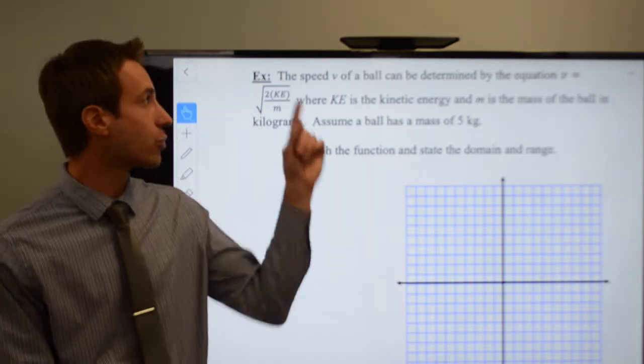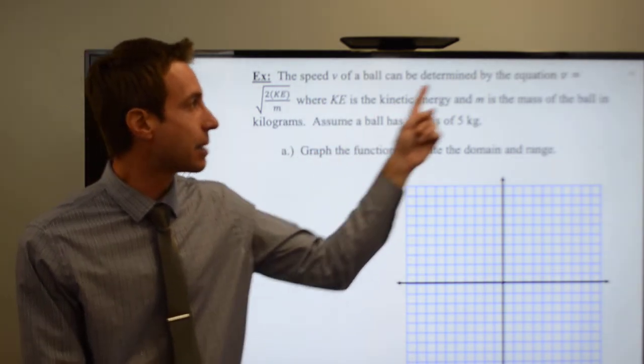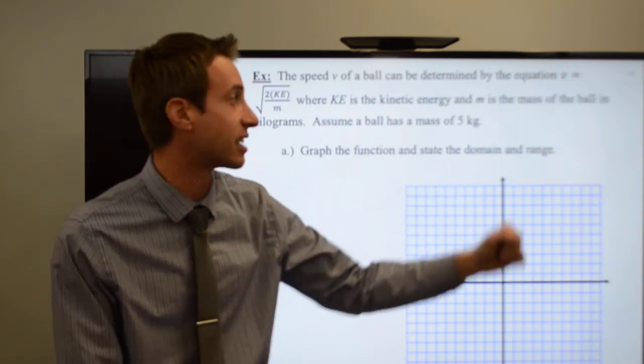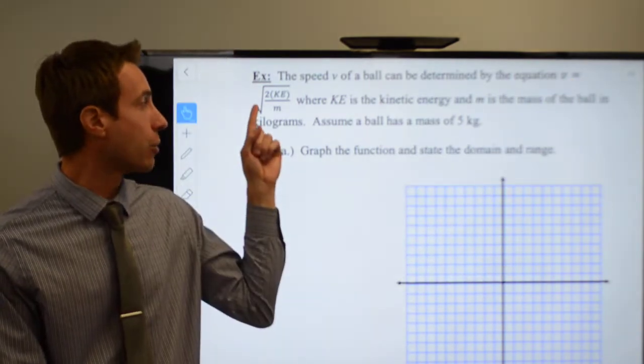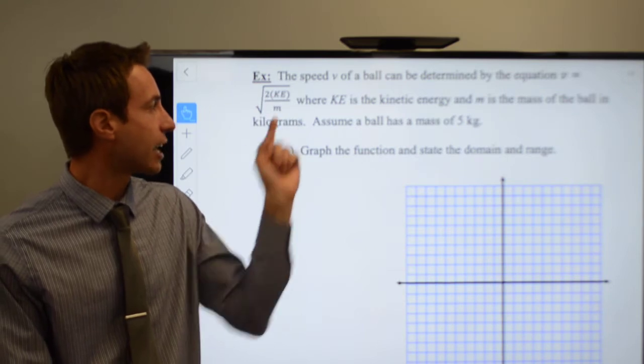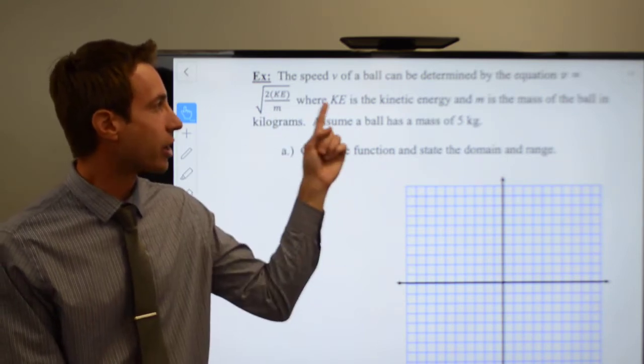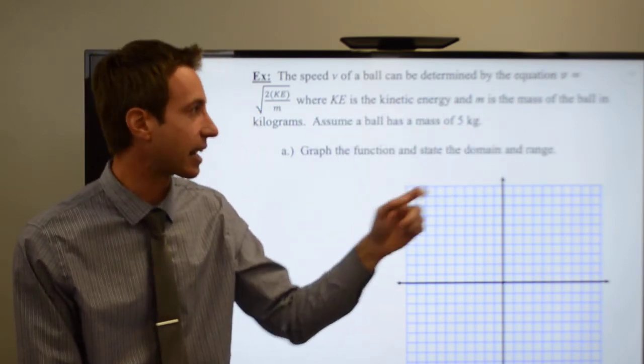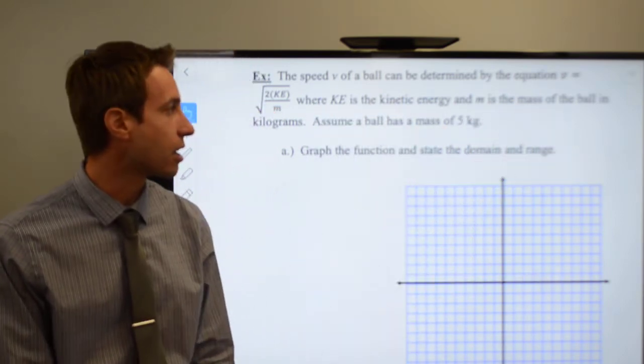Now what this tells us, right, the speed v of a ball can be determined by the equation v, velocity, how fast is it going, is equal to the square root of 2 times the kinetic energy divided by m, where Ke is kinetic energy and m is the mass of the ball.